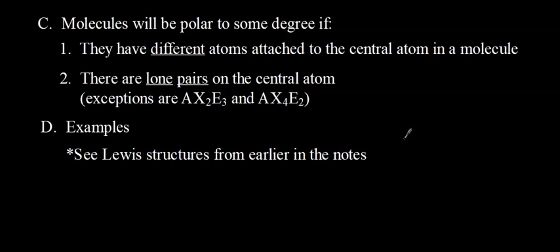The other exception is a derivative of the octahedral electron geometry, AX4E2. The molecular geometry for this type of molecule is square planar. Again, those lone pairs of electrons in the axial positions cancel each other out, again giving rise to a nonpolar molecule. So just like we did with molecular geometries, let's go back in the notes and look at our Lewis structures that we've already drawn and identify each of those molecules as polar or nonpolar.